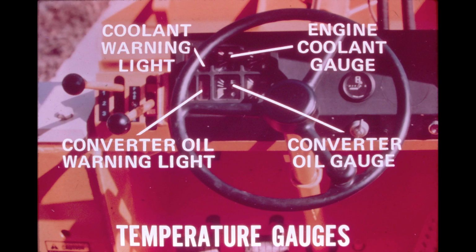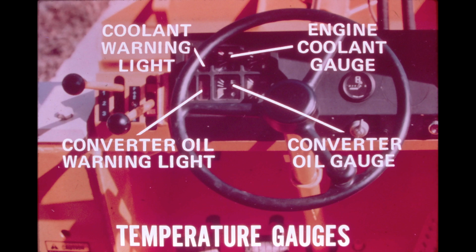4 temperature indicators are located on the instrument panel. The 2 at the top measure engine coolant temperature. The 2 at the bottom measure converter oil temperature. 2 separate switches are used for each system. One is a temperature-sensitive sending switch, which uses a variable resistance. Depending on the temperature felt, it sends a greater or lesser amount of current to the gauge on the instrument panel. The second switch is a bimetal on-off type switch.